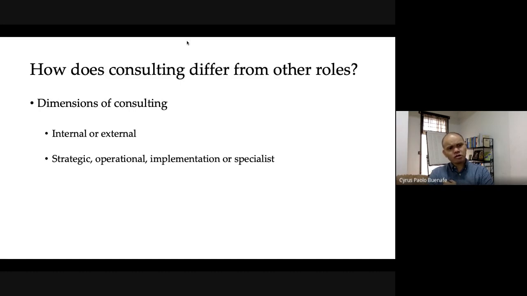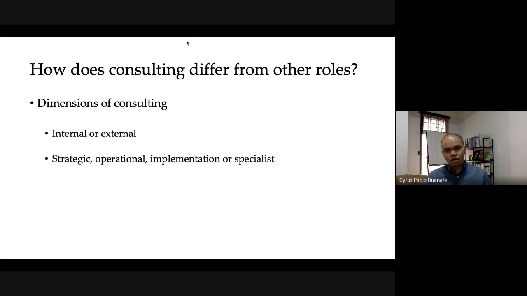Now, a consultant can also be a strategic consultant, an operational consultant, an implementation consultant, or a specialist. So this refers to the scope of the consultant's purview. I mean, if I'm the consultant, how much should I be concerned about, right? Do I need to be concerned about the entire company, or about specific functions of the company, or do I need to just take a look at small items within the organization? So those are the dimensions of consulting.